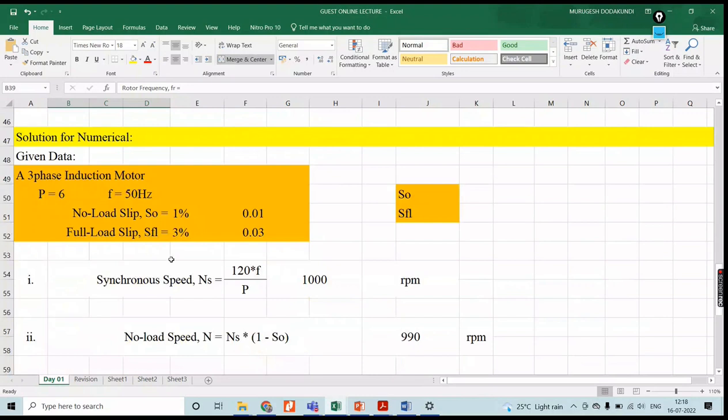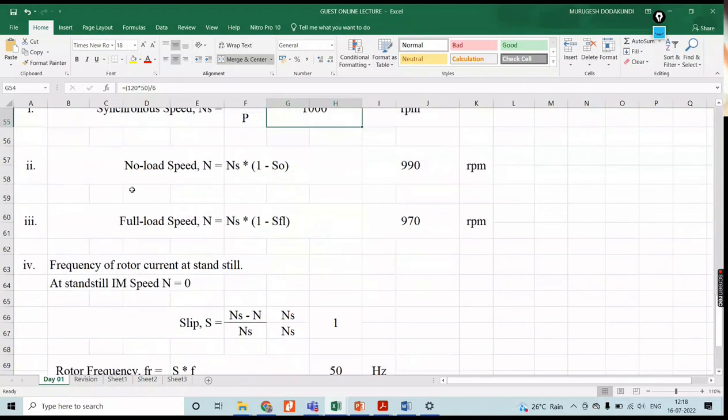Then I made this explanation with respect to the problem I have shown. P is equal to 6, F is equal to 50 Hz. Then no load slip is 1%, full load slip is 3%, that is 0.01 and 0.03. Then the synchronous speed is 1000 RPM. The no load speed is 990, and the full load speed is 970.